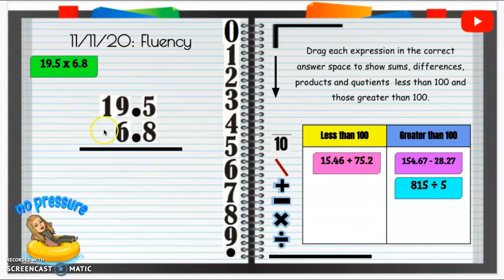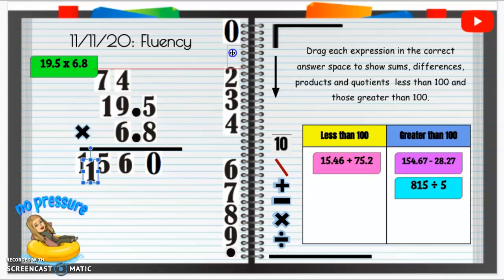Okay, so this is multiplying, so we're going to multiply. 8 times 5 I know is 40. I'm going to carry that 4, drop that 0. We're going to ignore those decimals. 9 times 8 is 72, plus the 4 is 76. Carry that 7, drop that 6. 8 times 1 is 8, plus 7 is going to be 15. So I'm going to put that 15 down here.